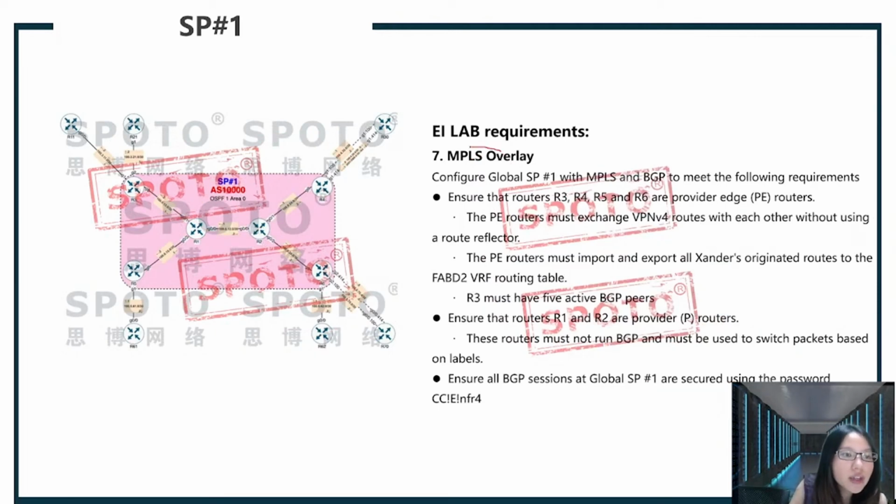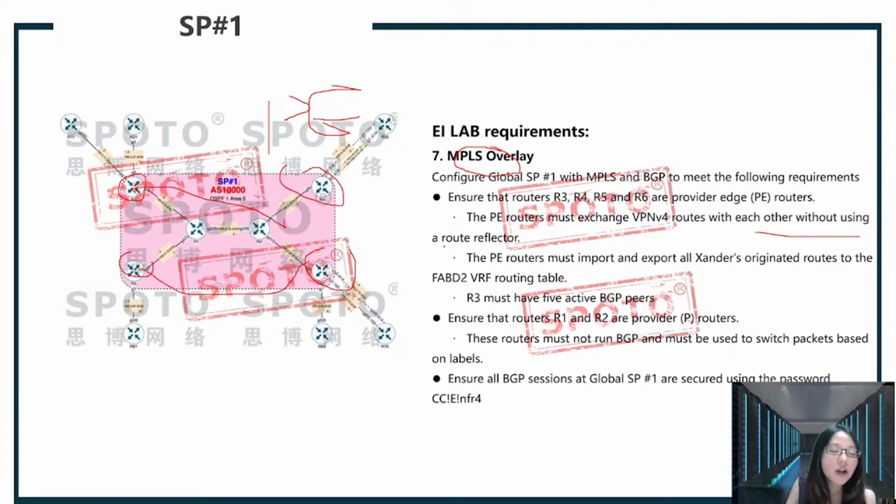Let's continue to show the MPLS overlay. So we need to configure router 3, 4, 5, 6 as provider edge. So these are PE routers. The PE routers must exchange VPNv4 routes with each other without using a route reflector. So we can't use the route reflector in this category. This means that BGP neighbors need to be established with each other.